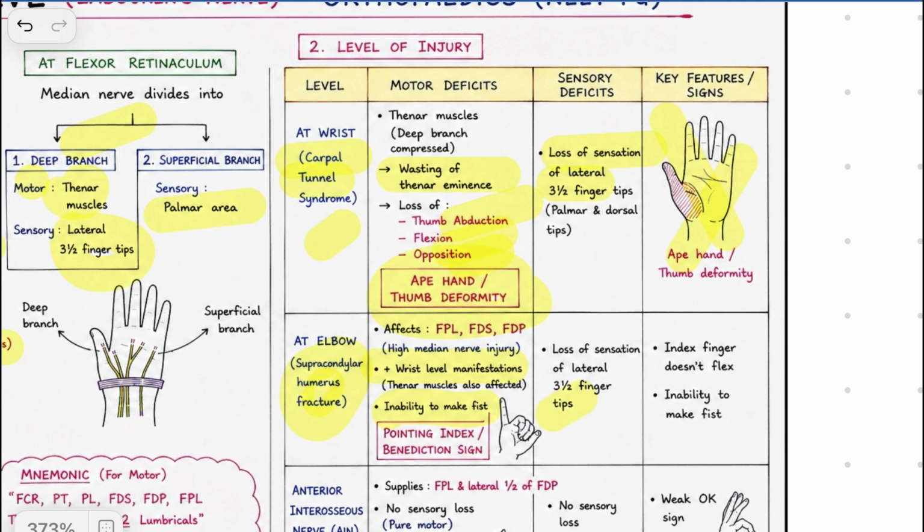Similar. So the index finger is not flexing, because for flexion of the index finger, it needs flexor digitorum superficialis and flexor digitorum profundus, right? So when these muscles are not functioning well, there is some injury at this level, the index finger can't flex, so you see pointing index or benediction sign. This is what you have to remember at elbow supracondylar fracture.